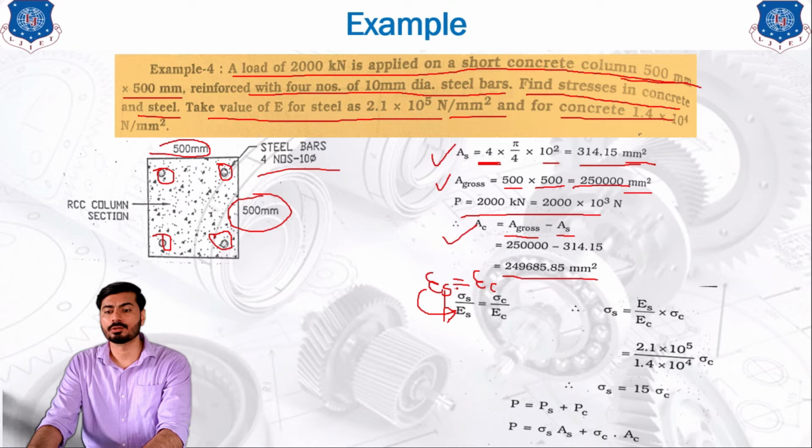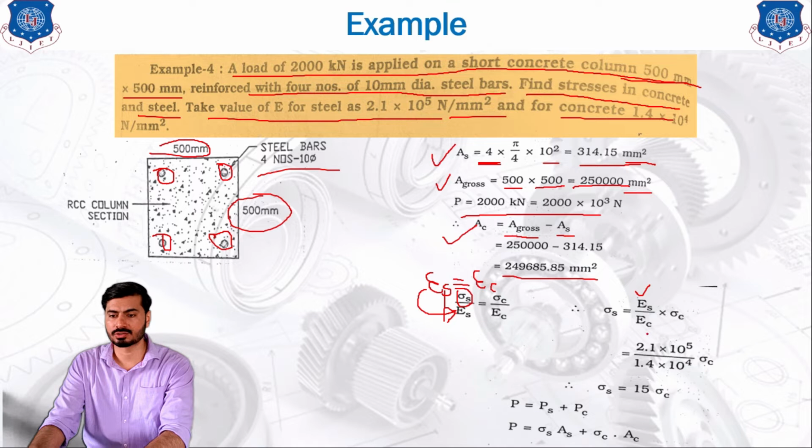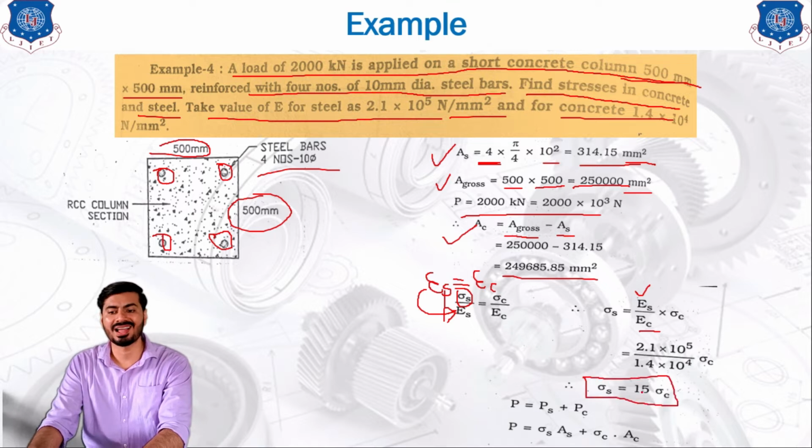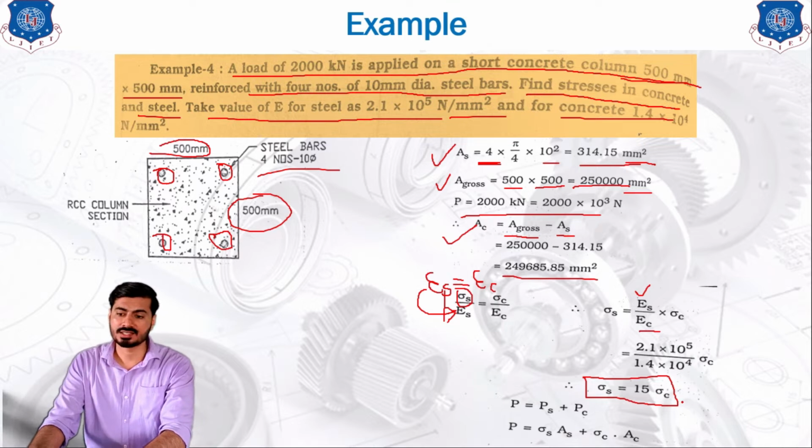So we need to calculate the stress value, and for that we have to convert it in terms of the stresses only. So we have inserted the value of Young's modulus, which is given in the given data. If you simplify it using the calculator, you will get the relation between both the stresses as sigma s equals 15 times sigma c. So this is our relation number 1. You can also write it as equation number 1.